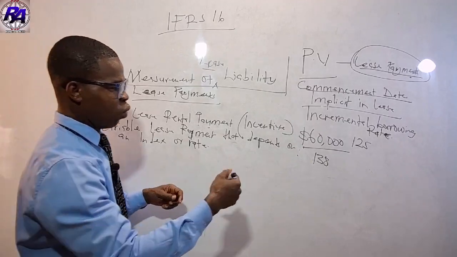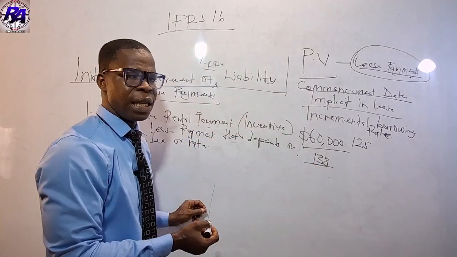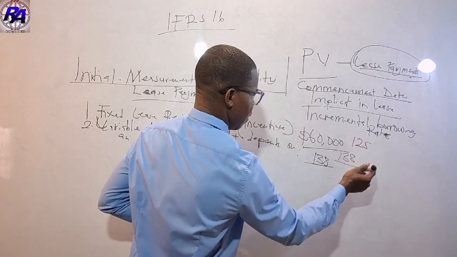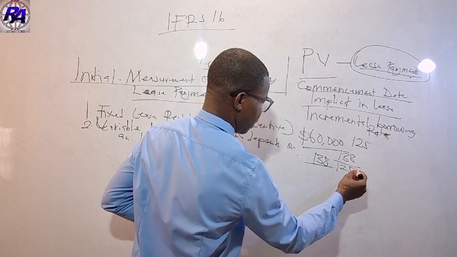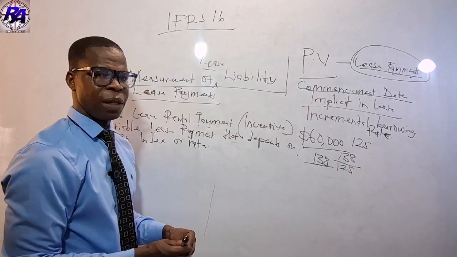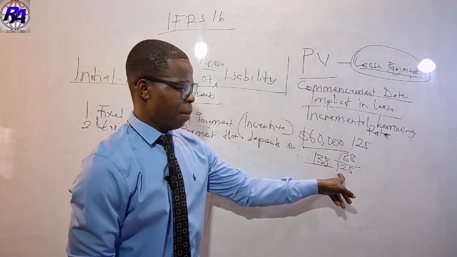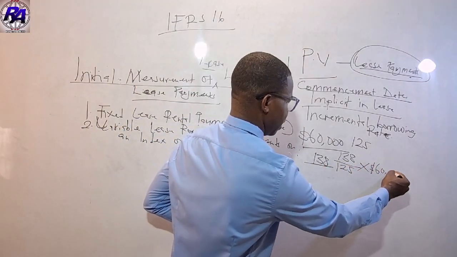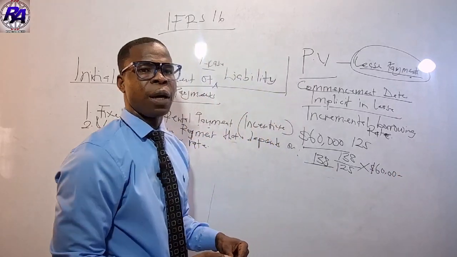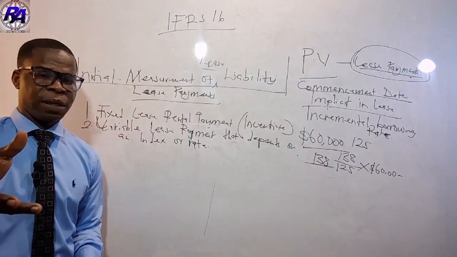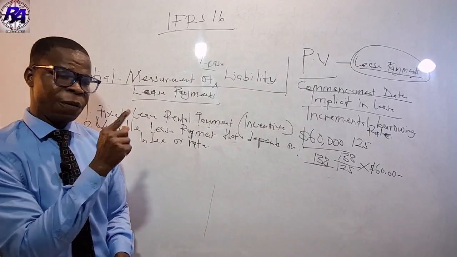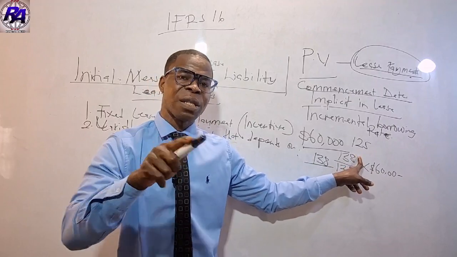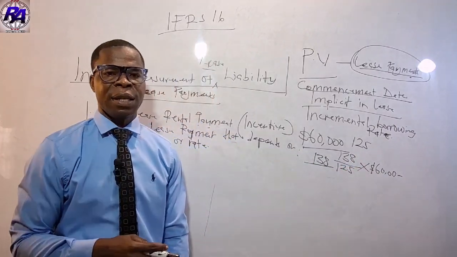So to determine the year two payment, we take the reporting date index, which is 138, divided by the commencement date index. Then we multiply it by the amount in question, which is the 60,000. This will give us the year two lease payment, which is going to be variable. Now, this variable lease payment brings about remeasurement of our lease.